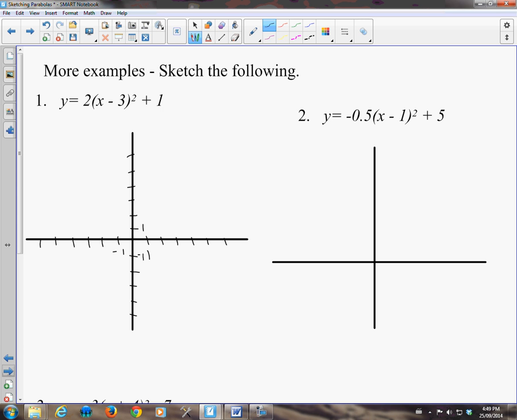So x squared: vertex at 0, 0, over 1 up 1, over 1 up 3, and there's x squared. So I look at my equation and the first number I see is that 2. And the 2 in front makes the parabola skinnier.